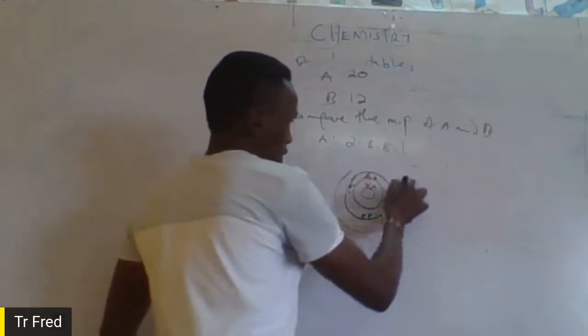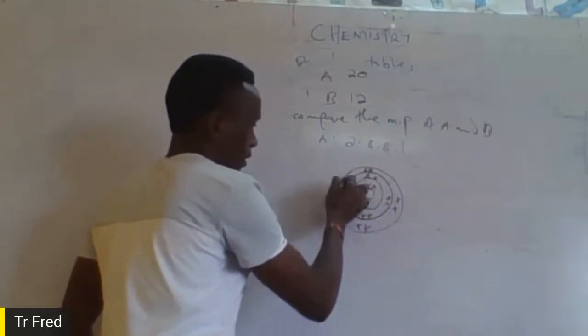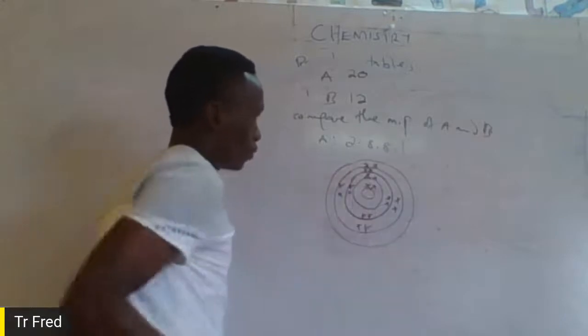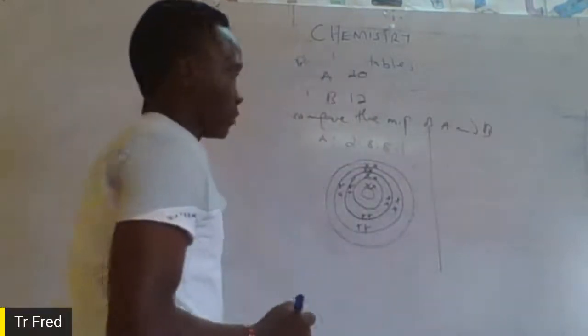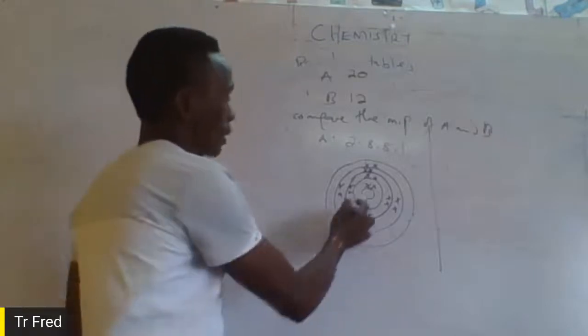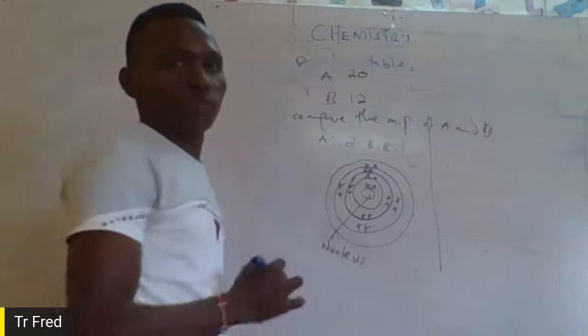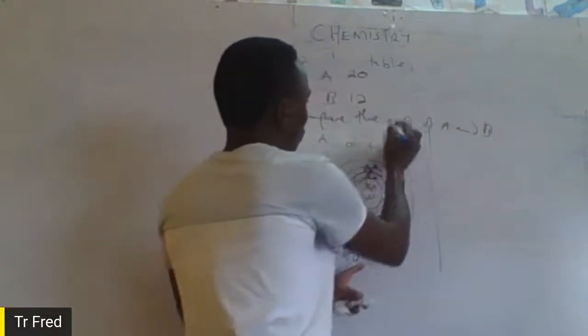And the last one, the second last occupies a minimum of 8, whereas the last occupies a minimum of 2. That one is element A. For element B, the distribution of electrons along the nucleus of the atom, this one is the nucleus, will be 2.